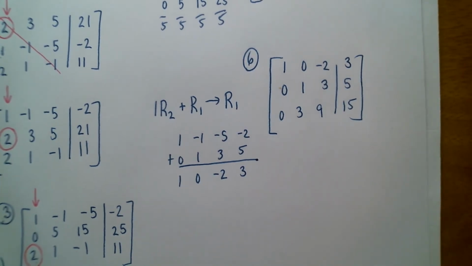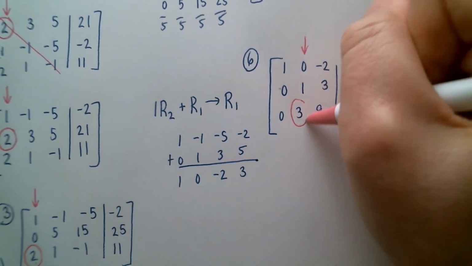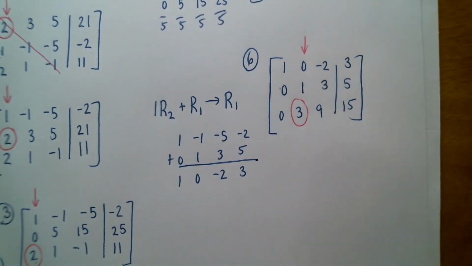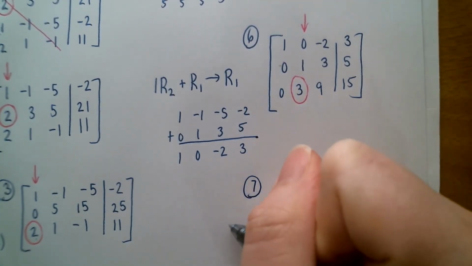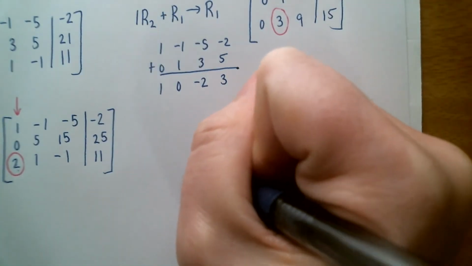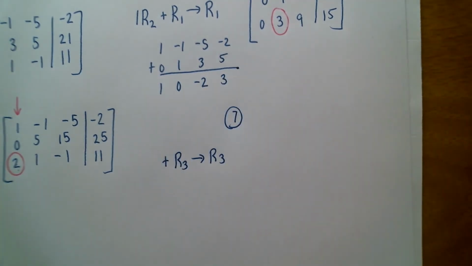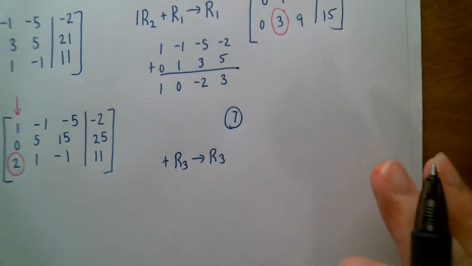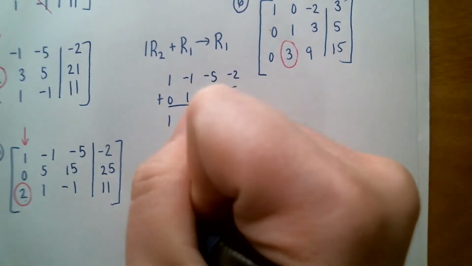All right, continuing on, second column. Now I've got to zero out that 3. Okay, so third row operation again. Moving on to the next matrix, we are going to be changing row 3. That means we are going to be adding to row 3 a multiple of another row. We are in the second column, so we need to be multiplying row 2 by something.